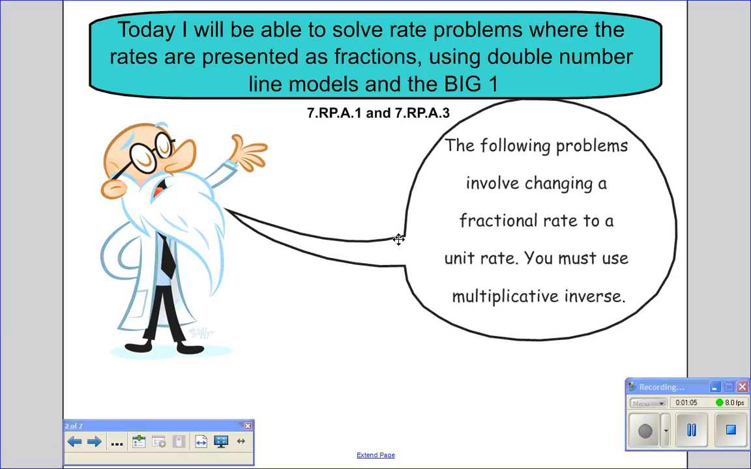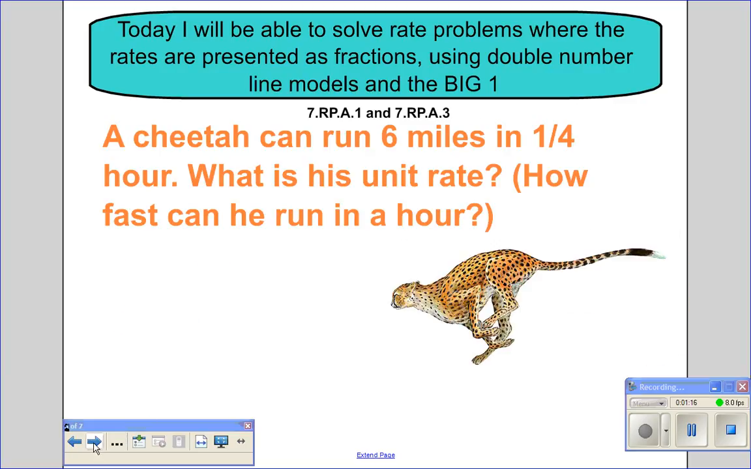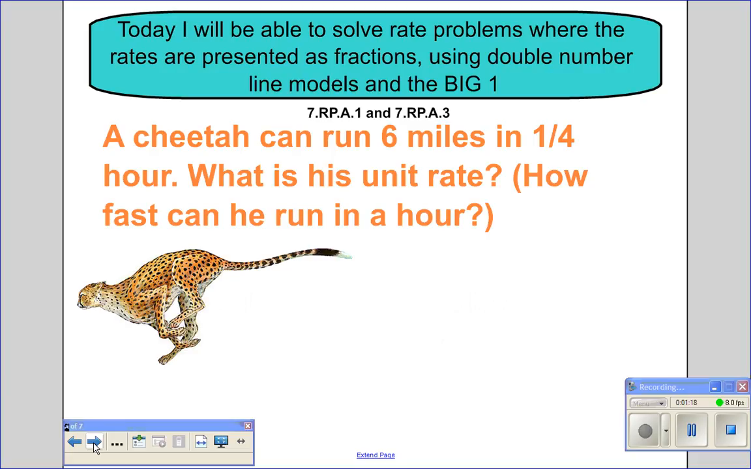The following problems involve changing a fractional rate to a unit rate. To do that, you have to use multiplicative inverse. In this problem, a cheetah can run 6 miles in a quarter of an hour. What's his unit rate? Meaning, how fast can he run in 1 hour?